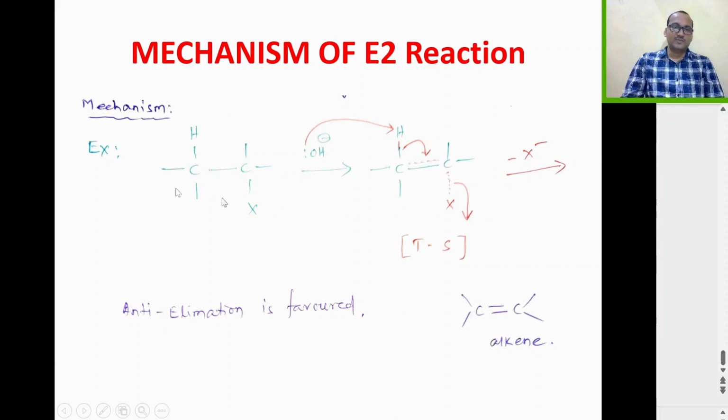So here is the mechanism. This is the alkyl halide and you need a base, OH minus ion. What would happen? This OH minus ion will attack this proton and here you will have a transition state. Simultaneously this bond will form and the C-X bond will cleave. So you will have a transition state where simultaneous formation of the C double bond C takes place, giving rise to an alkene. Basically, anti-elimination is favored.